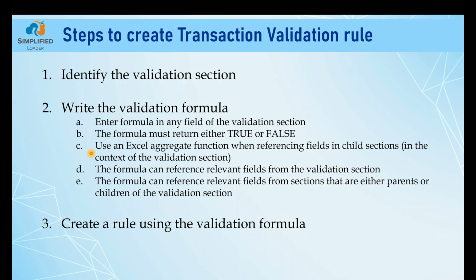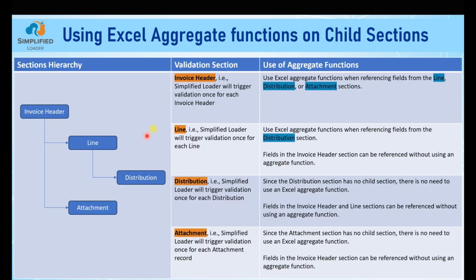The third guideline ensures that when referencing fields in a child section, an Excel aggregate function like sum, min, max, etc. must be used. It is also important to understand that all sections under the validation section are considered child sections. Let me illustrate this with an example on my screen. If the validation section is set as invoice header, the formula can reference fields at the line, distribution, or attachment levels. Any reference to a child section must include an aggregate function.